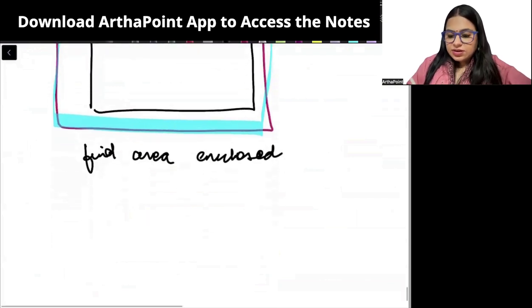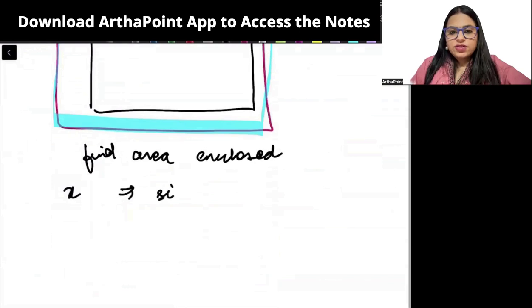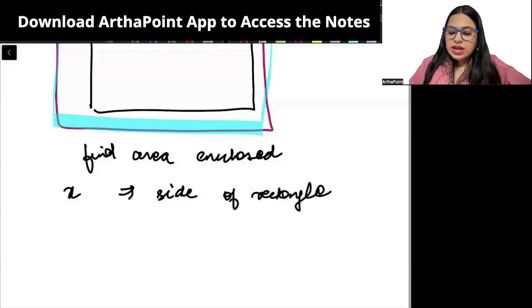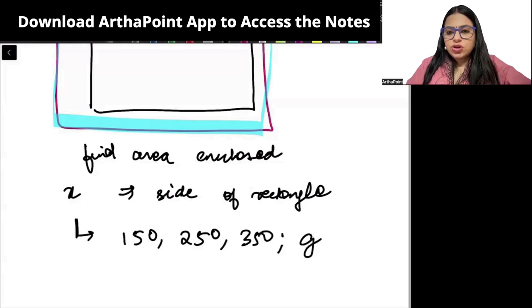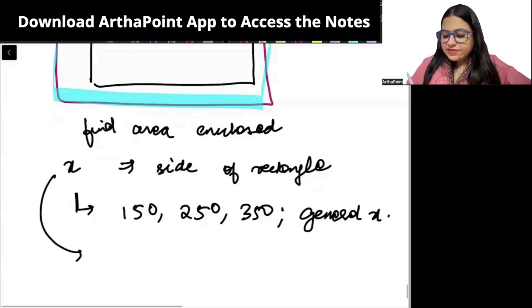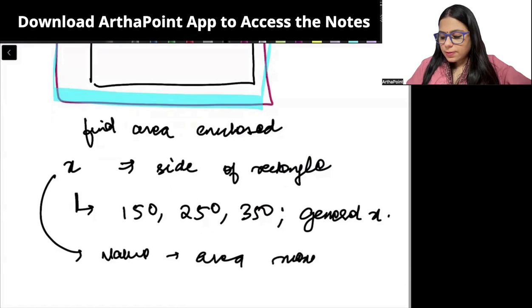Now it is saying that find the area enclosed, right? When you need to go ahead and choose x. X is the side of the rectangle, right? And you need to choose x from being 150, 250, 350 and do it for general also, general x also, and find that value of x जिसके लिए एरिया मैक्सिमम होगा. ठीक है, थोड़ा समझने की कोशिश करो.